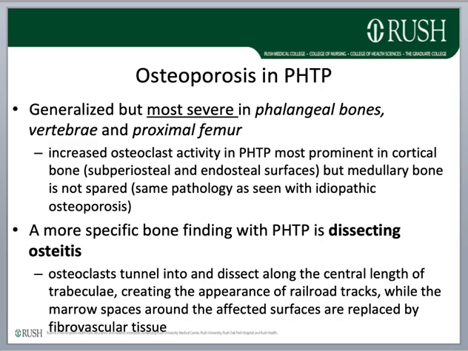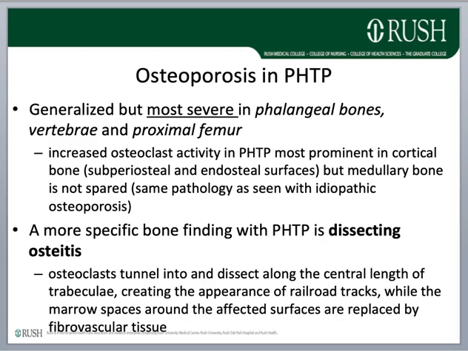So some slightly different sites than we see with osteoporosis, but you can't really use that in terms of distinguishing. Just like in osteoporosis, we see increased osteoclast activity. It's most prominent at the cortical bone, so the subperiosteal and endosteal surfaces, but the medullary bone is also involved. So again, just to underscore, there's nothing different. It's the same osteoporosis, same pathology. It's just associated now with primary hyperparathyroidism.